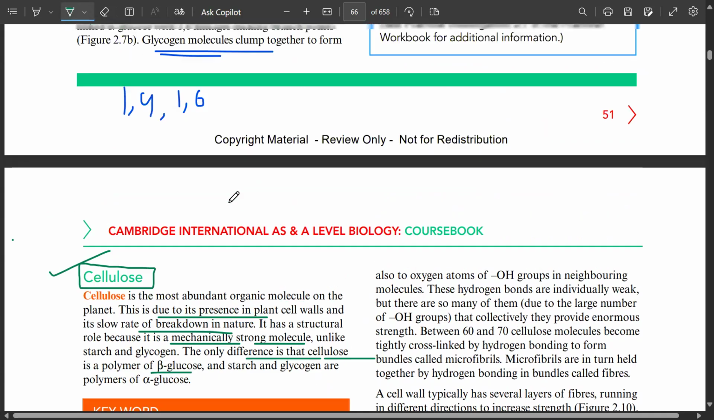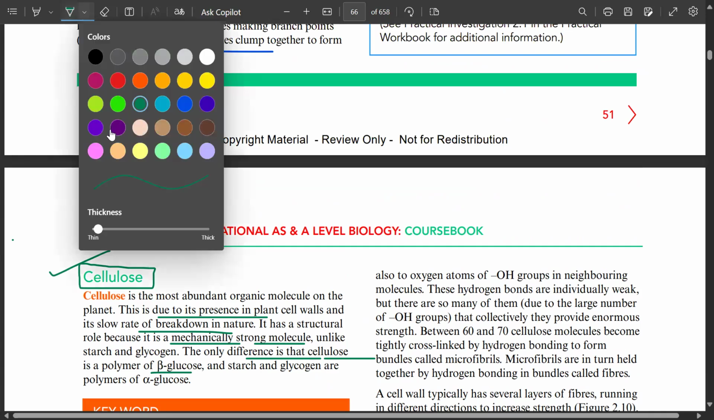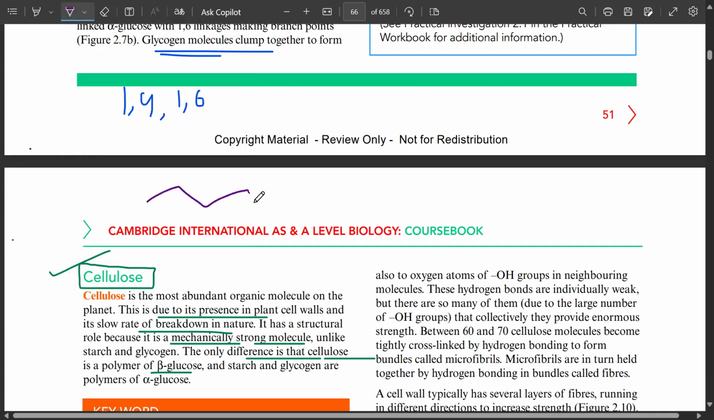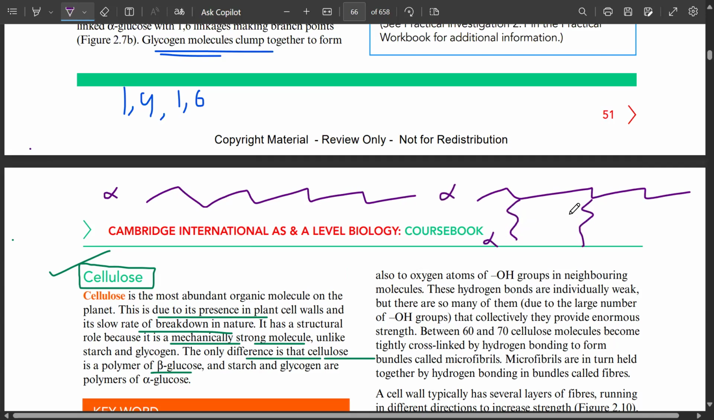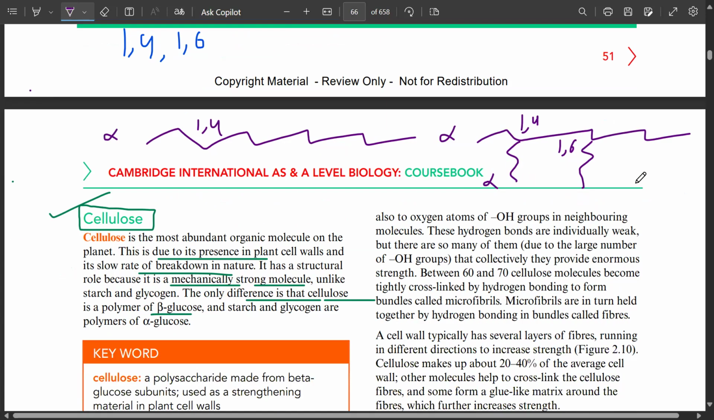Now, what have we studied till now? Amylose, it is made up of alpha glucose. Then we talked about what? Amylopectin. That is also made up of alpha glucose, but the difference is over here there are only 1,4 linkages. In amylopectin, we had 1,4 and 1,6 linkages. Then we also talked about glycogen, which is also exactly like who? Amylopectin.